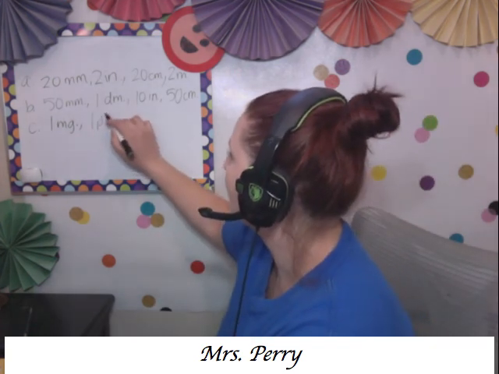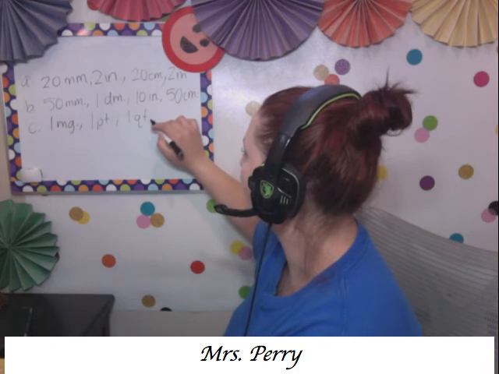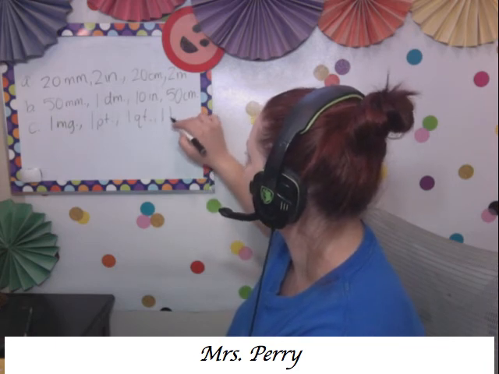Next largest, you have a quart, a liter, and a pint. Well, I know that a liter is probably going to be the biggest one, right? And I know that a quart is pretty close to a liter. So that means that a pint is going to be next. Pint, 1 quart, 1 liter. That's how letter C should be.